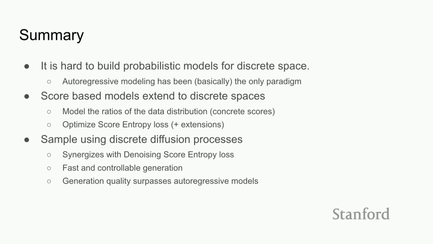And finally, our generation quality can surpass autoregressive modeling because we don't have to worry about context. We can just generate the whole sequence in parallel, and this allows us more information during the generation process.